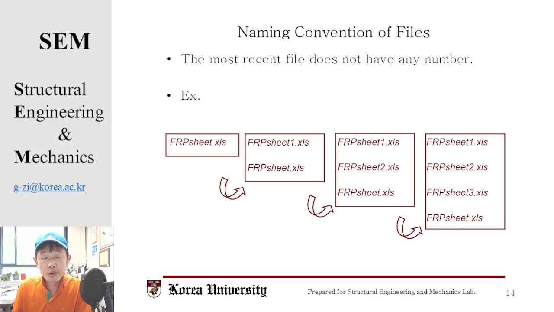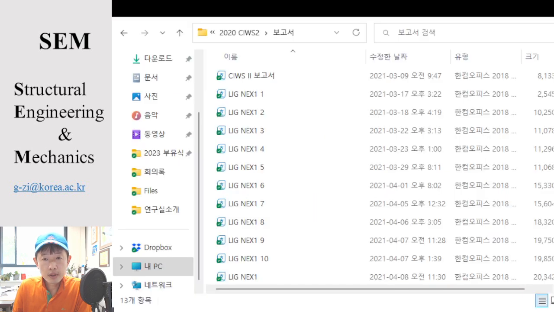So for example, let me show you one of my folders here. This is a folder for the research project, the CIWS Close-in Weapon System, that was funded by the LIG Next One in 2020. If you look at the folder name on the top of the screen, it says 2020 CIWS2. This is the code name for this project. Below this project folder, we have 보고서, because I worked with Korean students at the time. That's why I put the 보고서. In this 보고서 folder, I have many files.